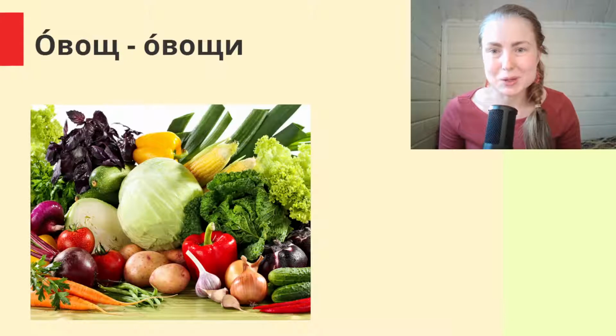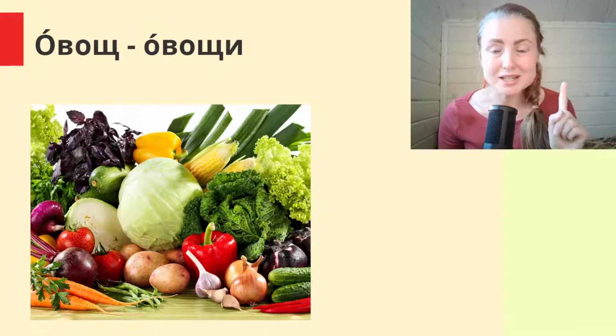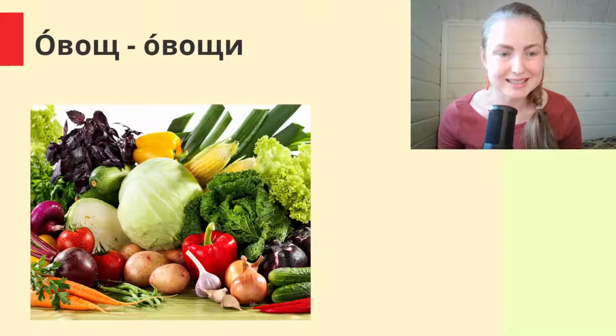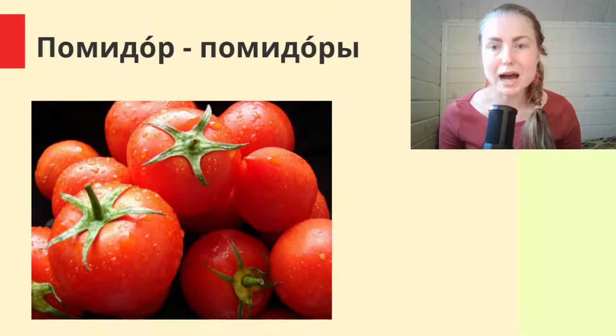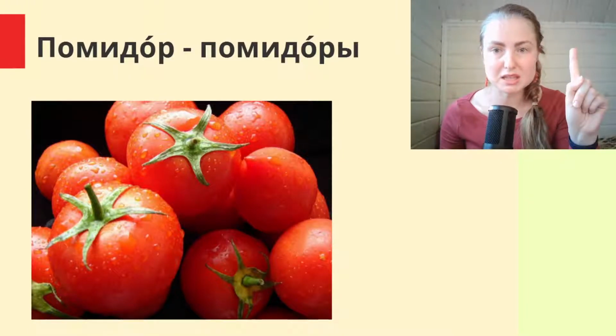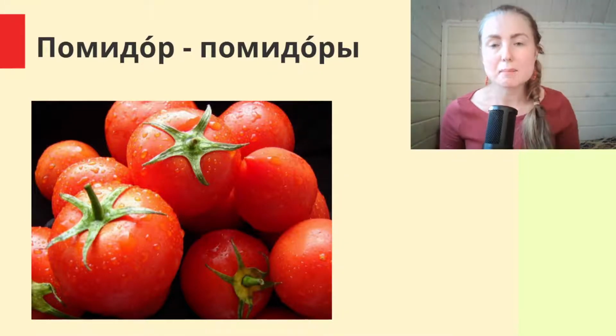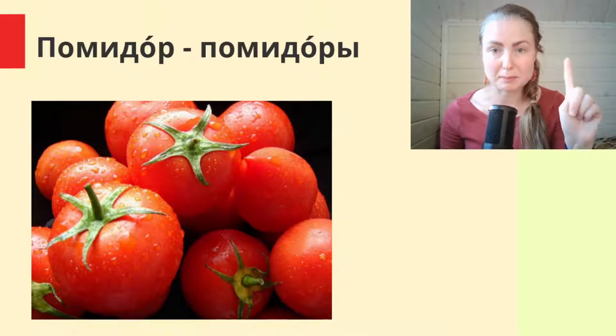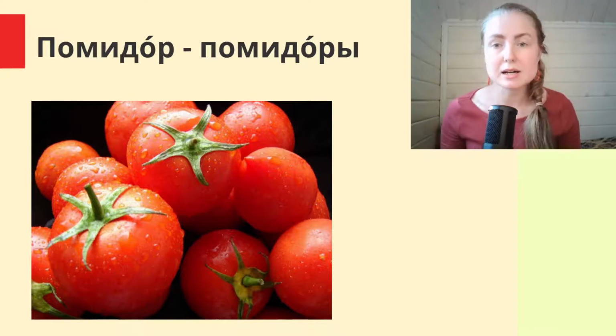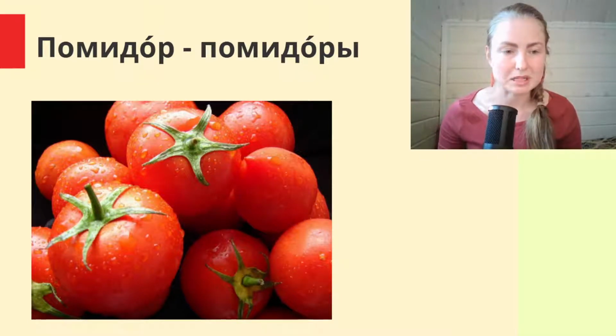Okay, so it's a common word for all vegetables, and now I will show you pictures of different vegetables. Each picture will have only one vegetable. So let's study them. Next slide is помидор. Один помидор, много помидоры. Tomatoes. Tomato.